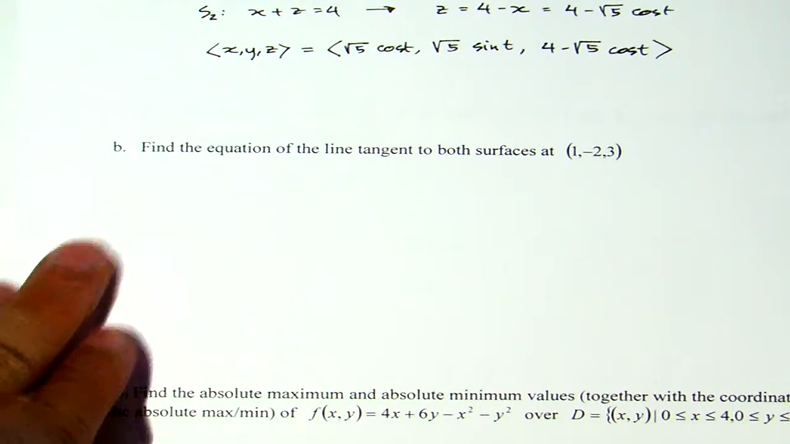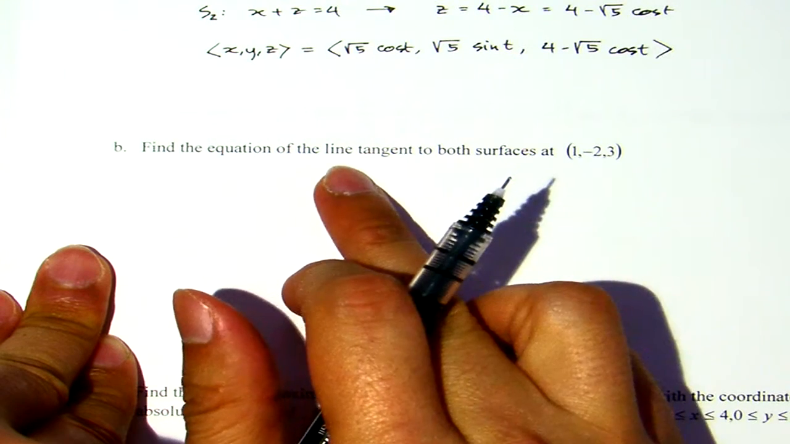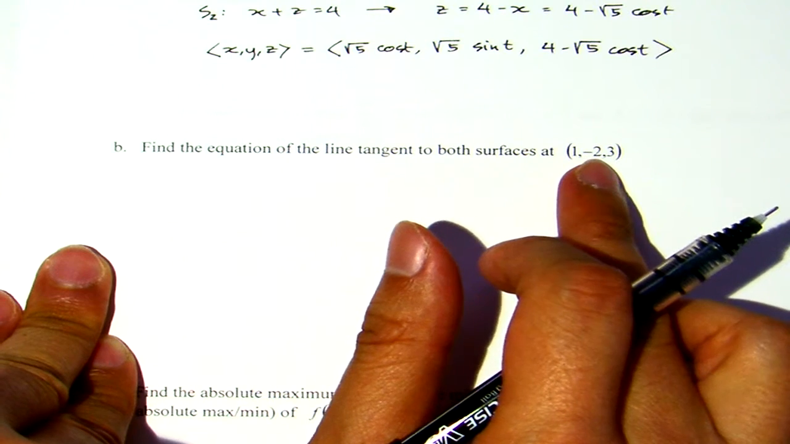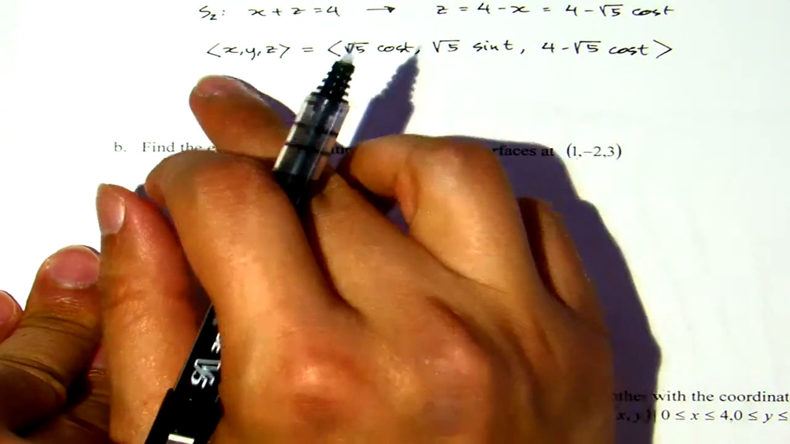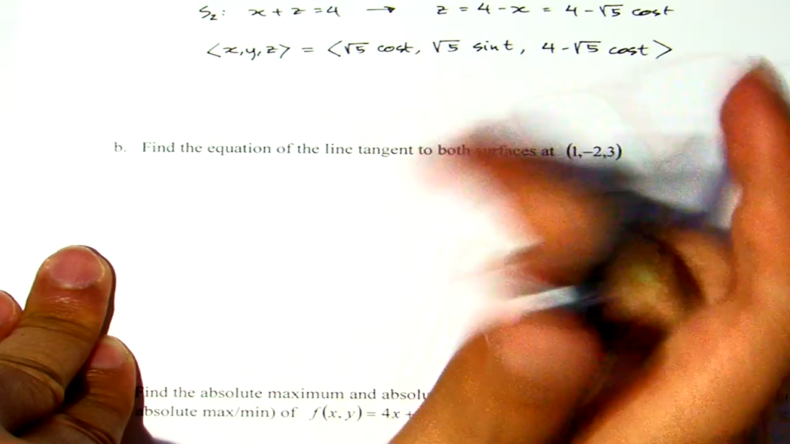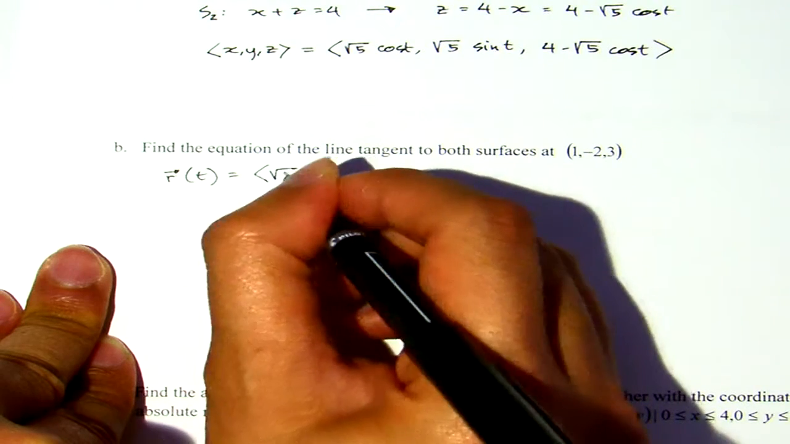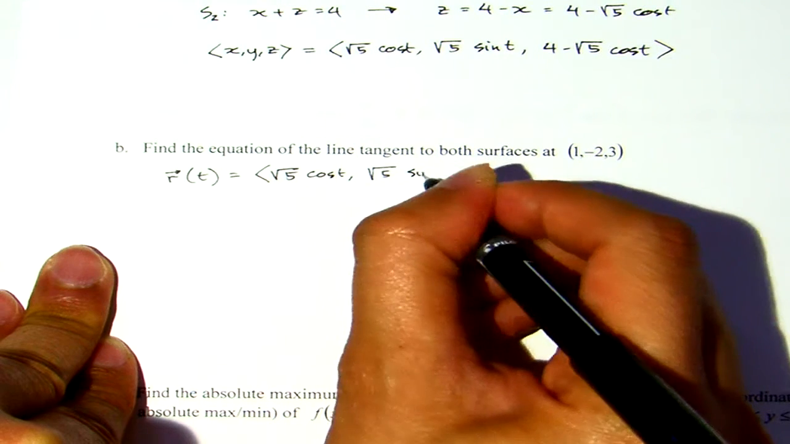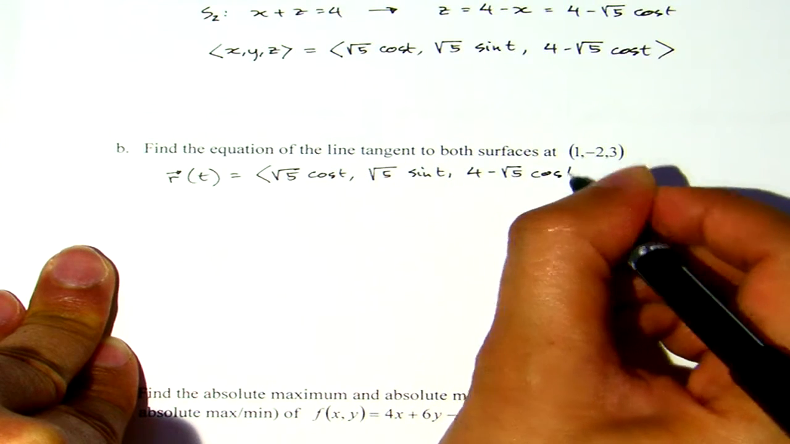Now, in the second part of this question, we want to find the equation of the line tangent to both surfaces at that point. Now, notice that the intersection of those two surfaces now being parameterized by this path here, let's call that r(t), is given by radical 5 cosine t, radical 5 sine t, and 4 minus radical 5 cosine t.